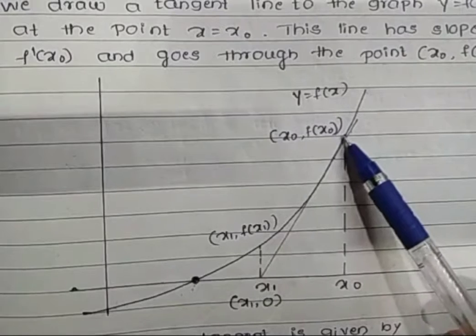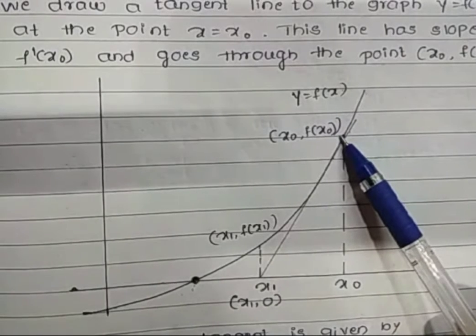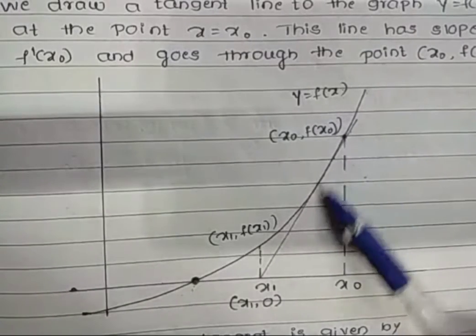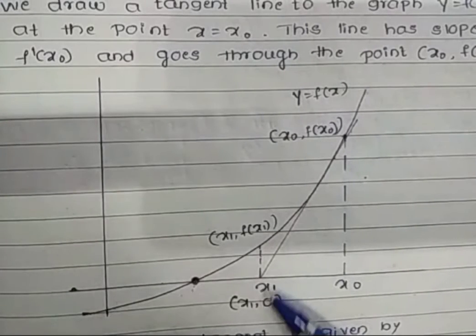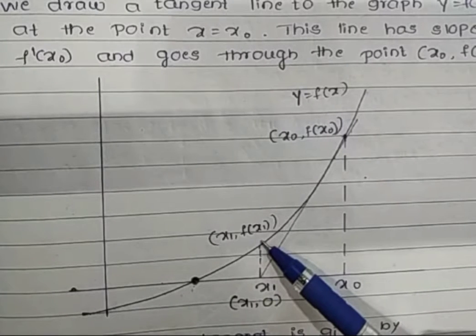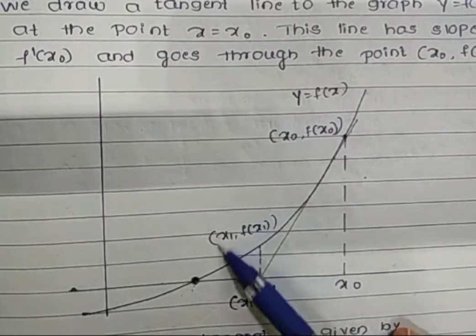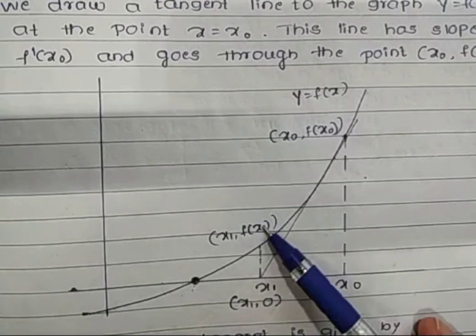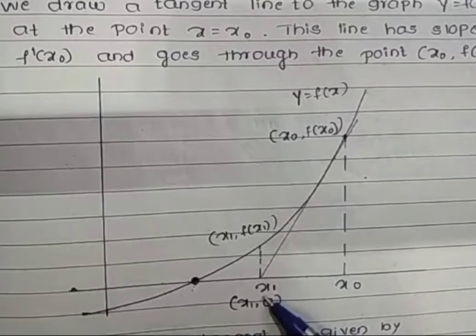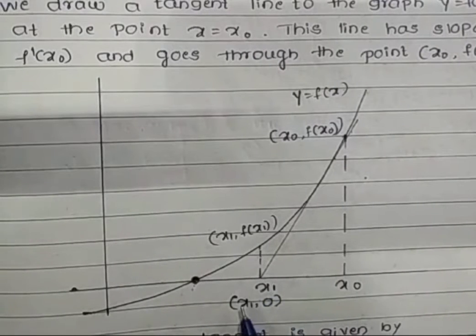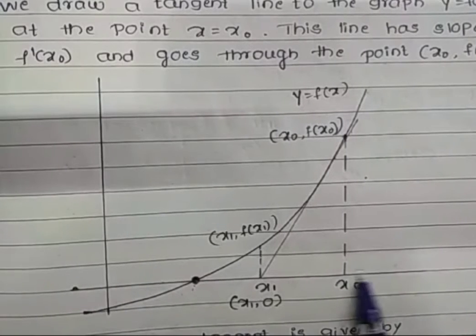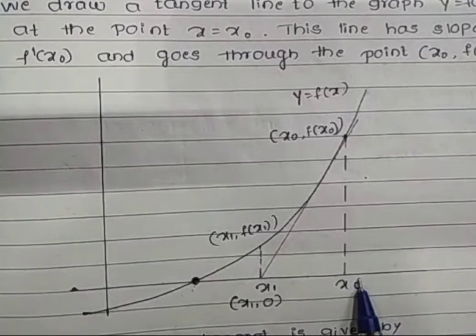From this point, x0 comma f of x0, draw a tangent line. This tangent line cuts the x-axis at a point x1. From x1 again draw a straight line, and we can observe that this point is x1 comma f of x1. And what about this particular point? When we write the x1 coordinate point, it is x1 comma 0. Why is it 0? Because along the x-axis the y value will be 0.